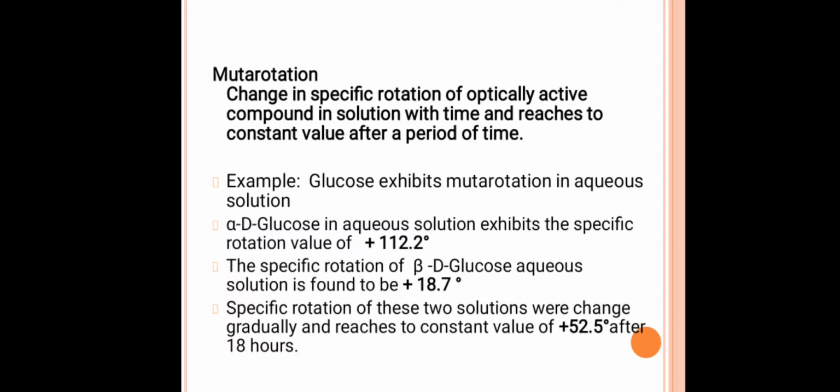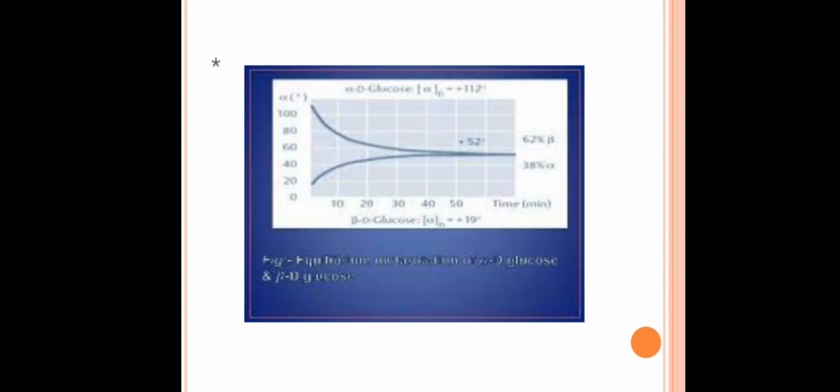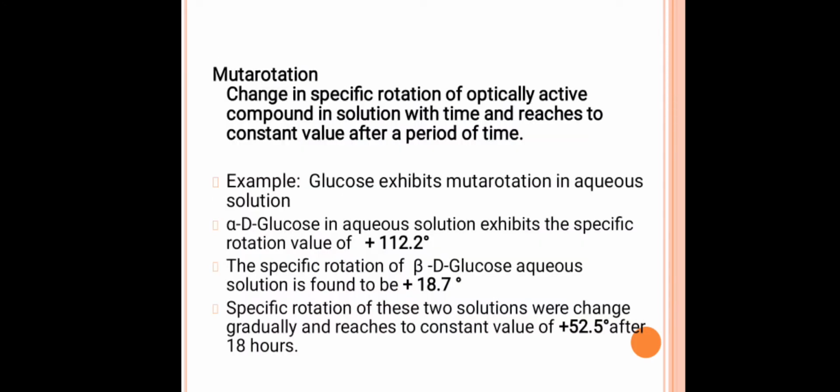Then after a period of time, this 112.2 gradually decreases and reaches a constant value of 52.5 degrees. And similarly, when you take the beta D glucopyranose form, it will rotate the plane polarized light towards plus 18.7 degrees, dextrorotation. And when we leave it for some time, this 18.7 gradually increases and reaches a constant value of plus 52.5 degrees after 18 hours.